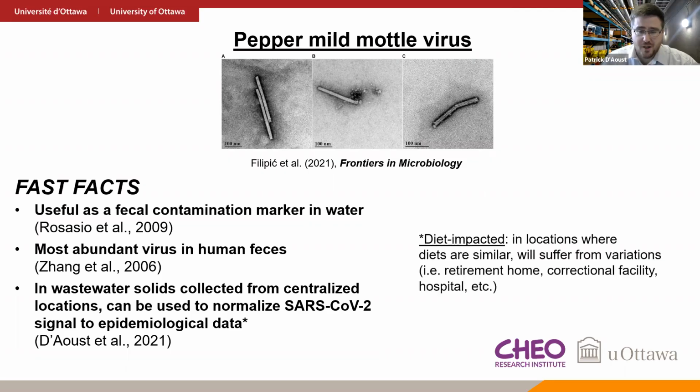Just one note on pepper mild mottle virus, if you ever want to try it with your own wastewater-based epidemiology efforts: it's diet impacted. If you're testing wastewater at a very small scale, for example a neighborhood level, a facility, a prison, a jail, a homeless shelter, or a hospital, it will be impacted by diets. If you have spicy Italian salad on the menu at the cafeteria that night, you might see an actual increase in pepper mild mottle virus that will throw off your normalization. So I would not advise using it as a normalization factor in very, very small sewer sheds.